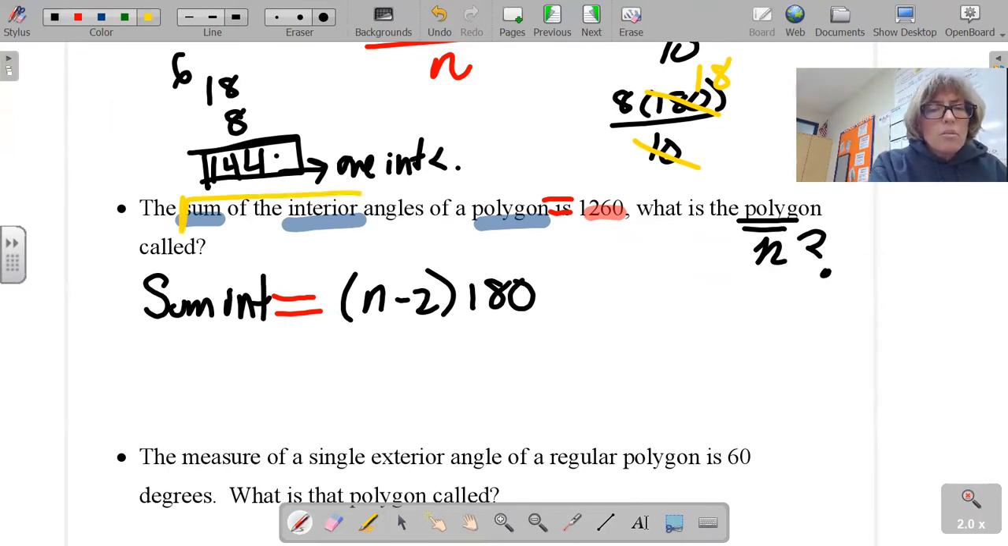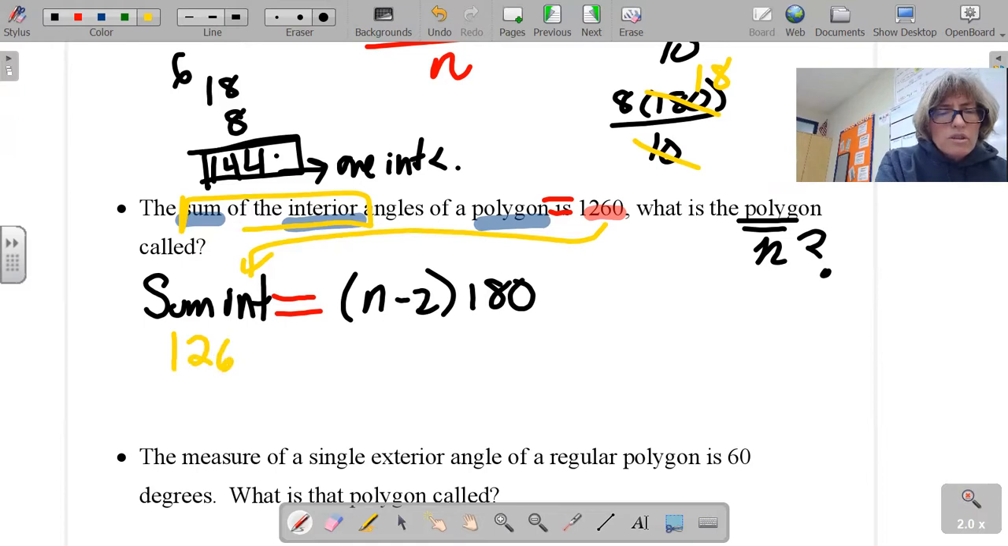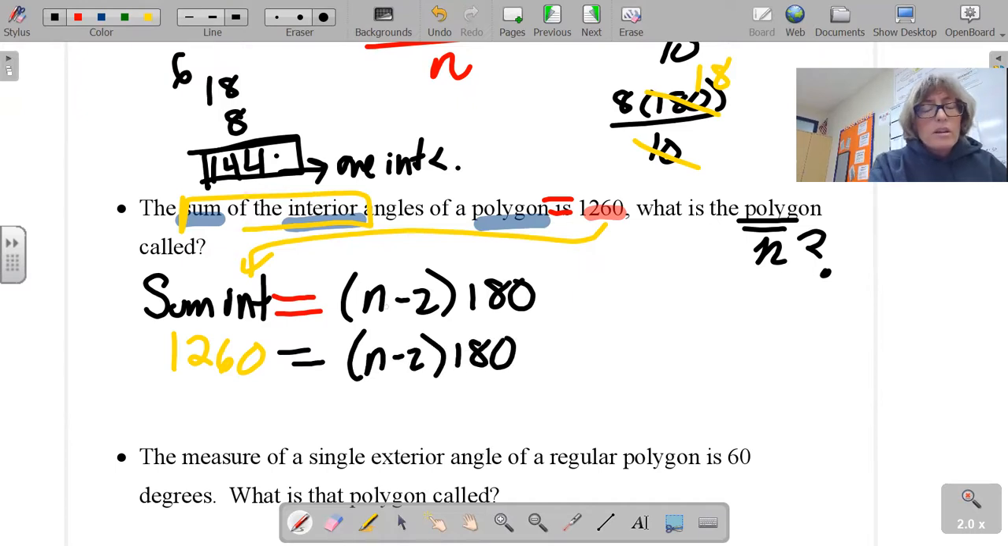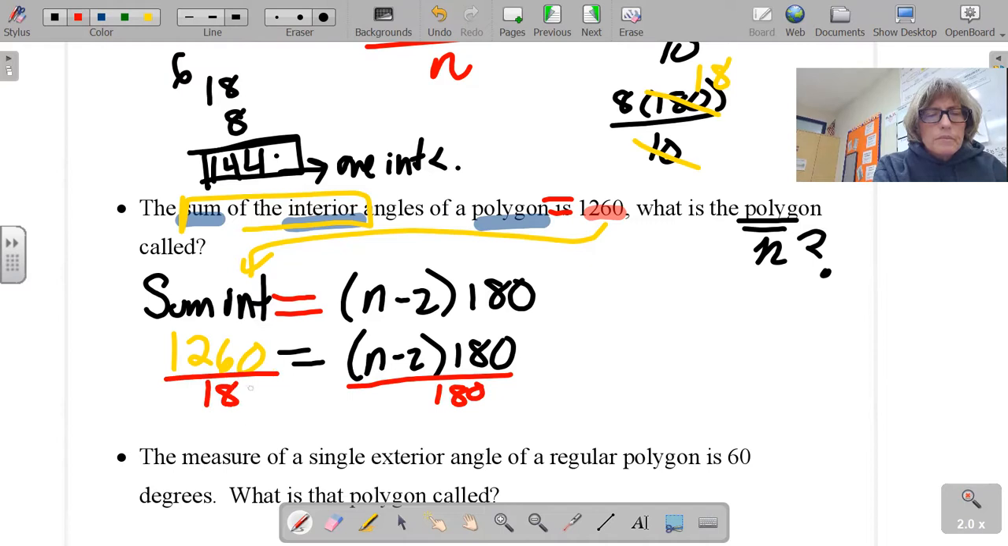So the sum goes right here. 1260 equals sides minus 2 times 180. So now I'm going to solve for the number of sides. I'm going to divide out that 180. And I can kill the zeros here, and then you can start dividing things out, reducing. We're going to do this without a calculator.